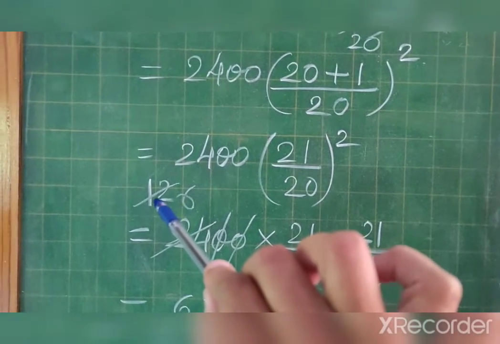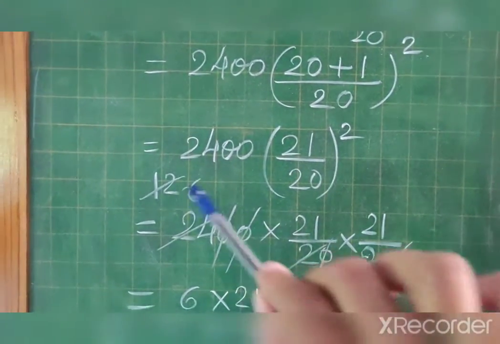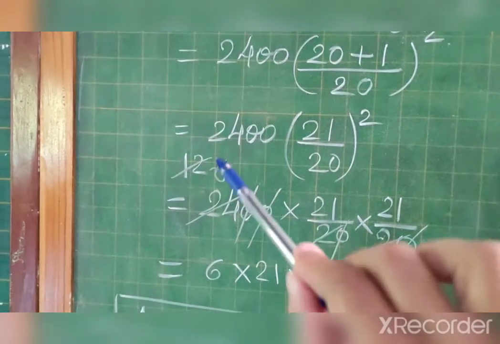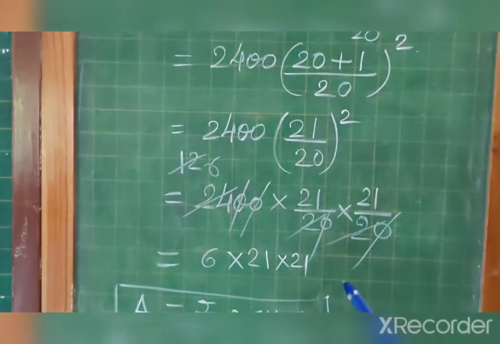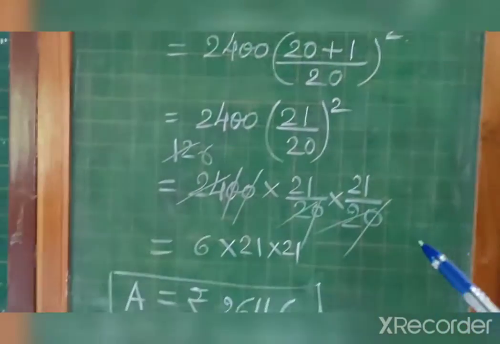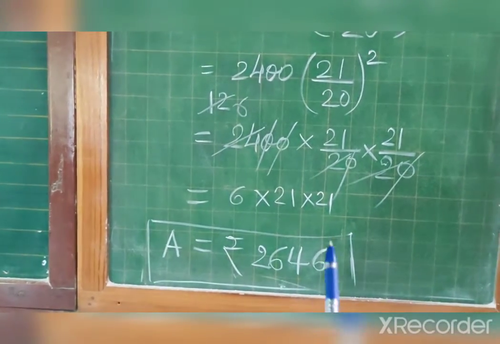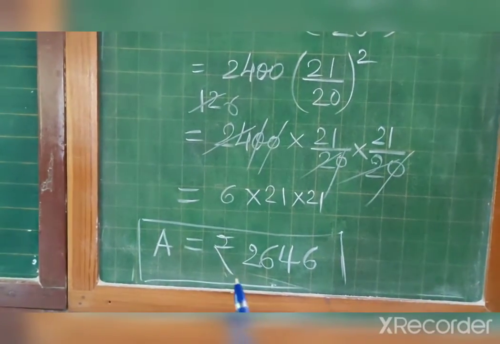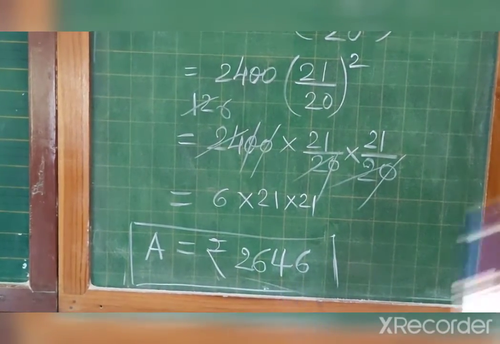Now 24 is divisible by 2 12 times, and 12 is divisible by 2 6 times. So 6 into 21 into 21. In the rough work I have rubbed it. So the answer will be, the total amount will be 2,646.